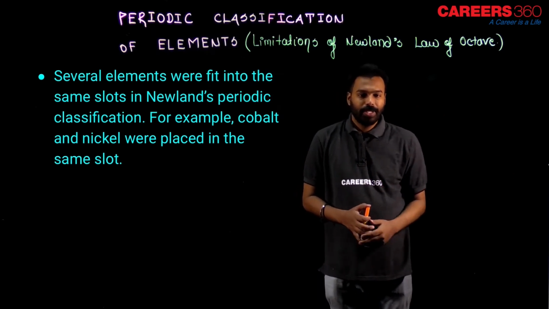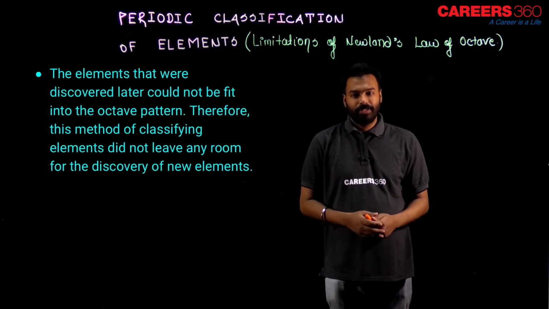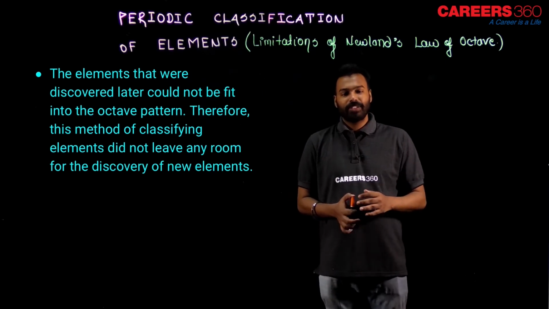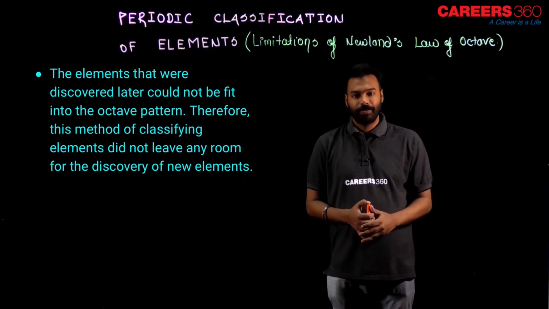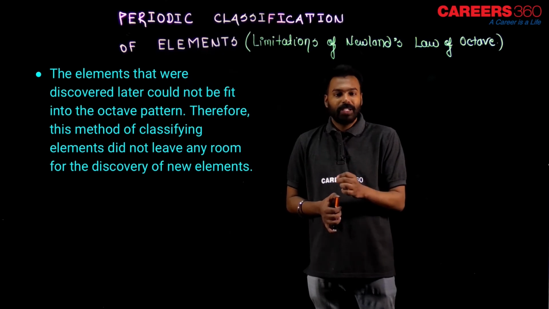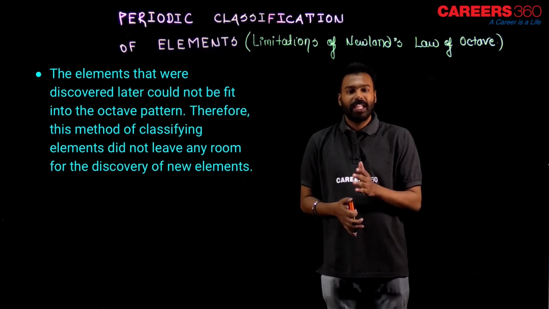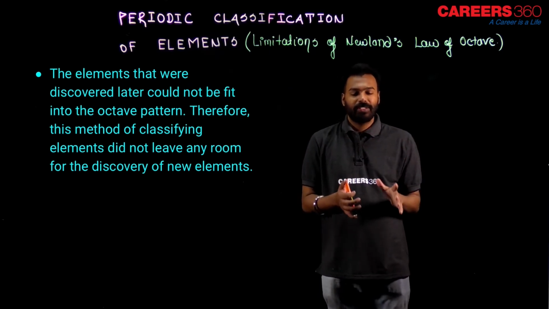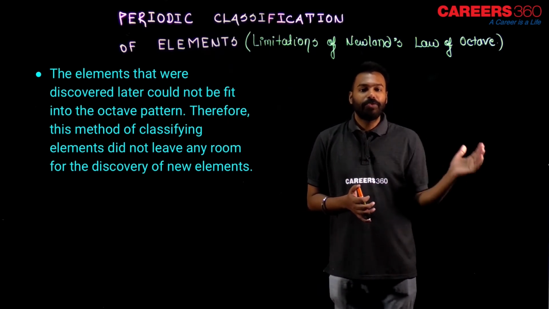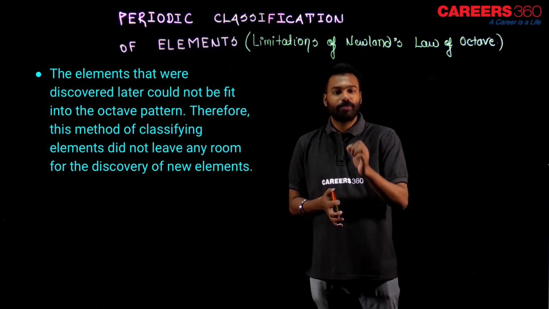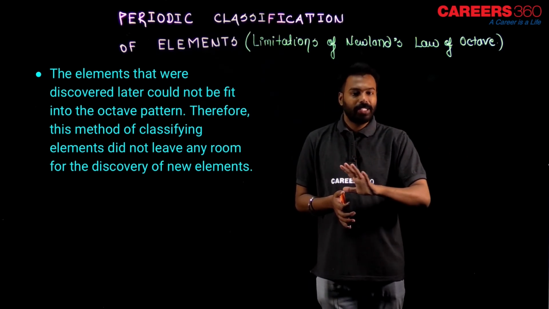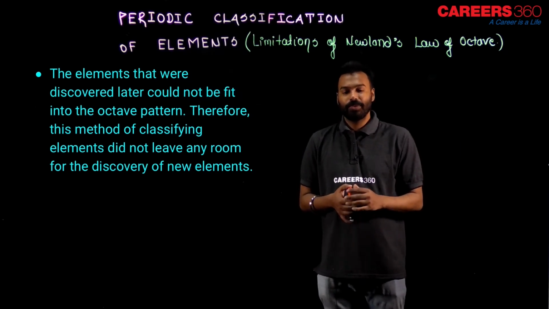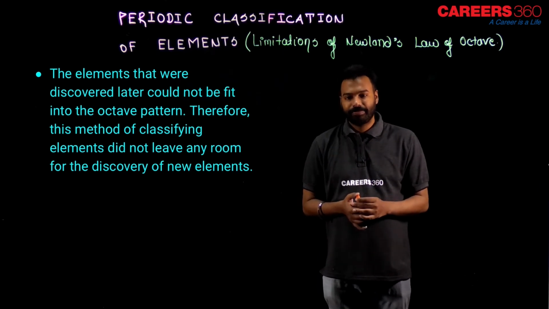Let me show you the third limitation. What about those elements which will be discovered in the future? He did not keep a separate place for the future elements. He should have left vacant space, so that if in the future we discover any element with the same property, we can keep it here. But he did not do anything like that. He did not predict the future coming elements, so it was one of the major demerits.